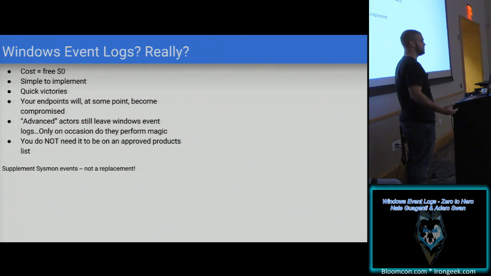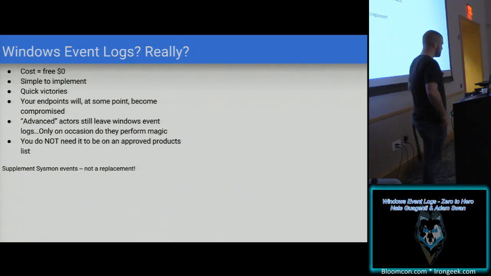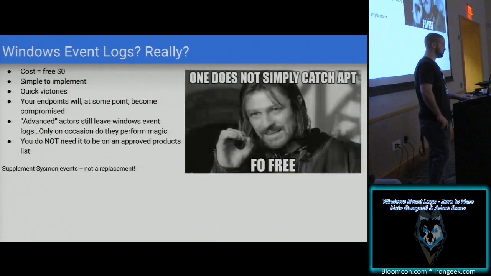So, a couple of reasons. It's free. It's simple to implement with group policy. I mean, you can go 0 to hero. Your endpoints will be compromised. Network forensics becomes pretty difficult, especially with a lot of legitimate domains or domain fronting. APT only usually does magic sometimes, so more than likely you will catch them. This is what the vendors will tell you.